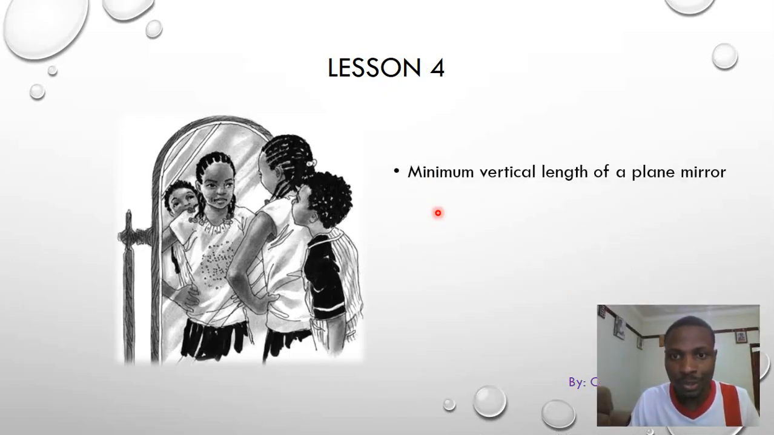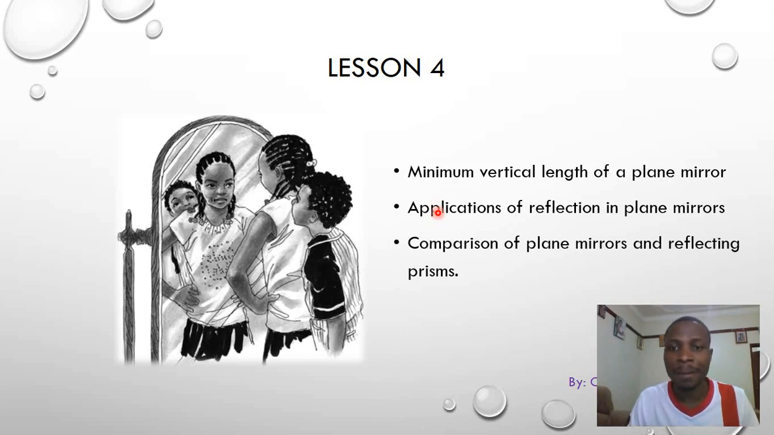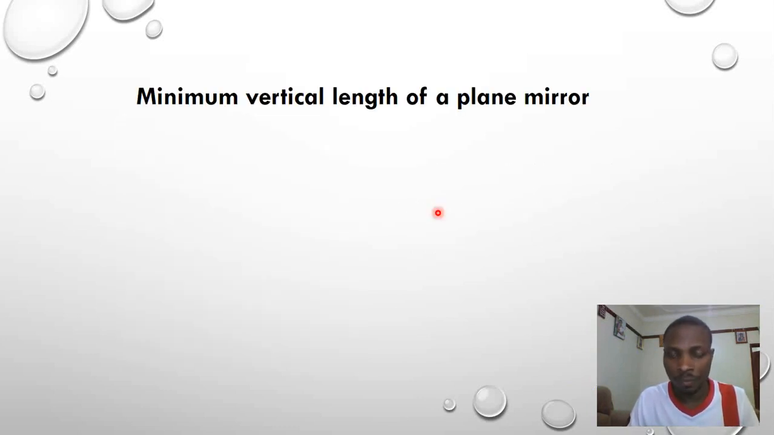In this lesson, we are going to look at the minimum vertical length of a plane mirror. We shall also look at the applications of reflection in plane mirrors, and lastly, we shall look at the comparison of plane mirrors and reflecting prisms. So let us begin by looking at the minimum vertical length of a plane mirror.